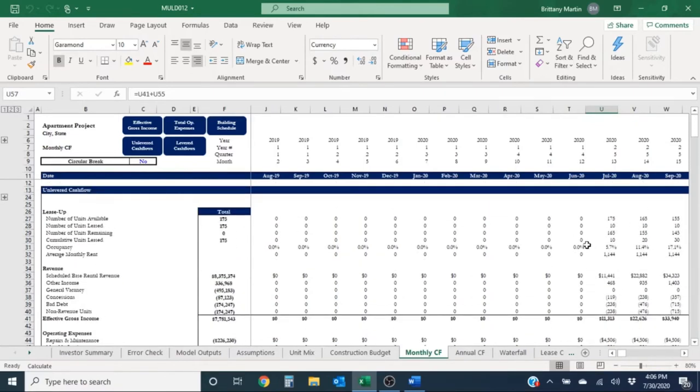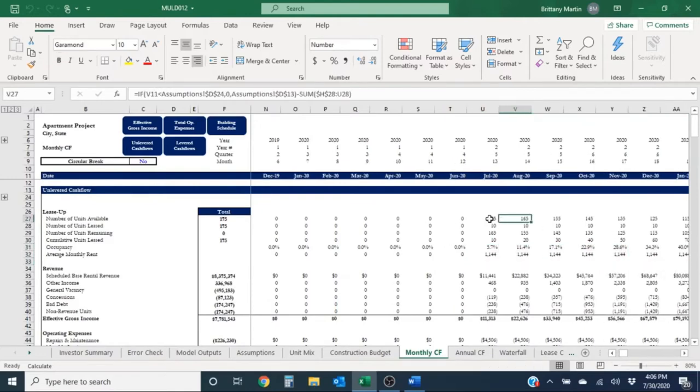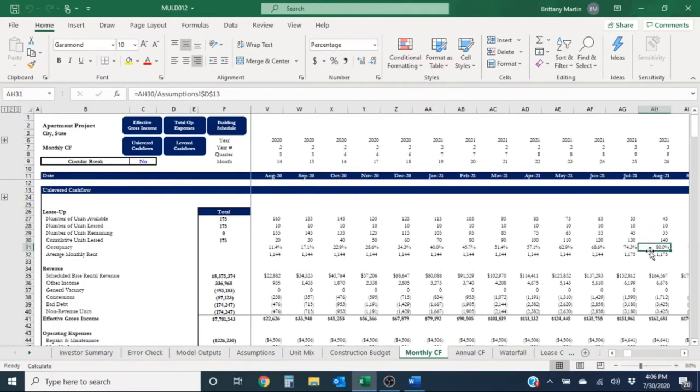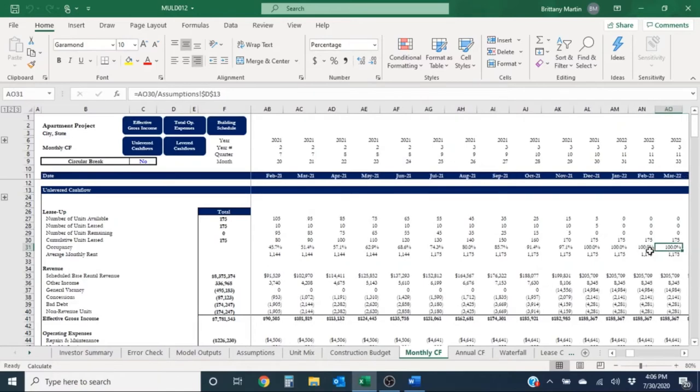This model also has a lease-up schedule. Ultimately, there's 175 units in this specific project, and we're not going to be fully leased up day one. It's going to take us some time. So occupancy grows as our number of units available dwindles down till we are fully occupied.